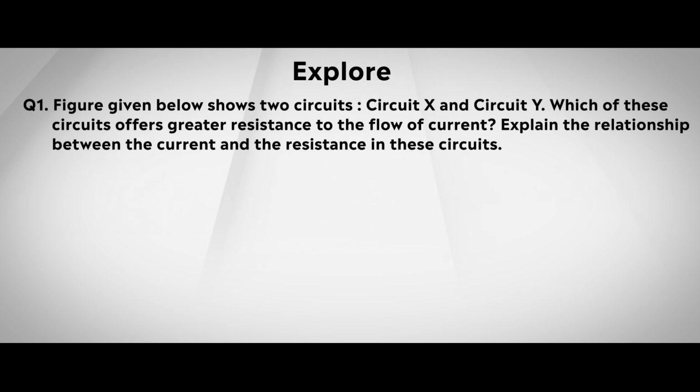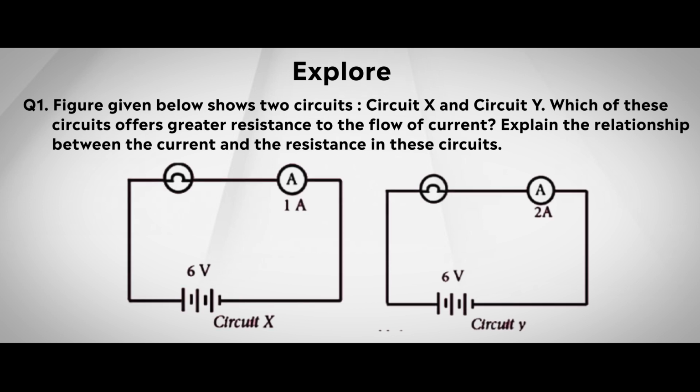Okay, to explore, question number 1. The figure given below shows two circuits, circuit X and circuit Y. Which of these circuits offers greater resistance to the flow of current? Explain the relationship between the current and the resistance in the circuit. So if you look at circuit X, you will see that the voltage is 6 volt and the current is 1 ampere. And if you look at circuit Y, you will see that the potential difference is 6 volt and the current is 2 amperes. So you have to make out which one will offer greater resistance.